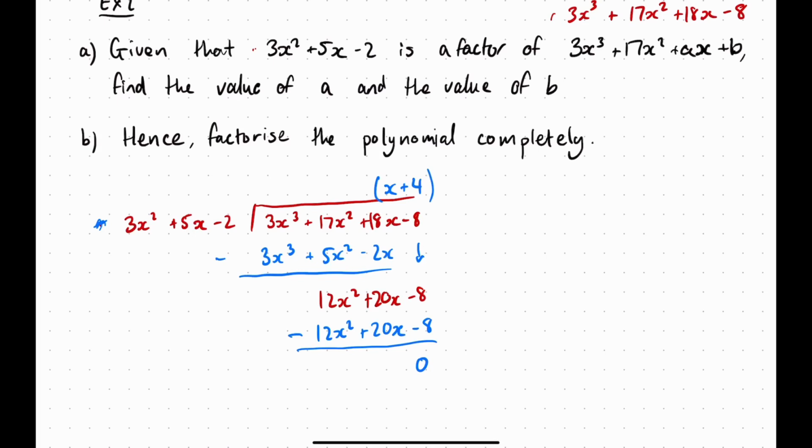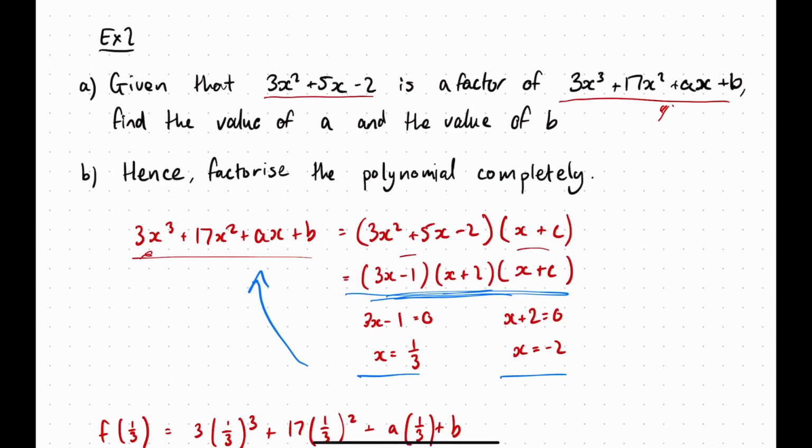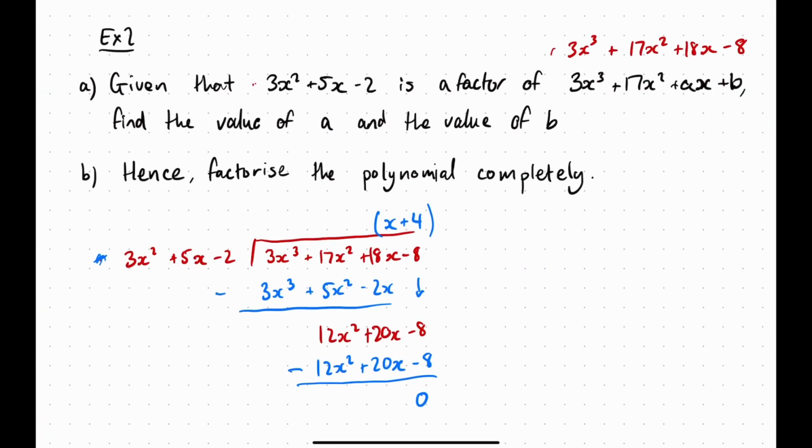as well as giving me what the other bracket must have been. So my solution to factorize a polynomial completely will involve 3x minus 1 and x plus 2. So 3x minus 1, x plus 2, and then what I've just calculated, x plus 4. If I had ended up here with a remainder, then I must have made a mistake in calculating my a and b. So that's a good test to see if you've done it right.